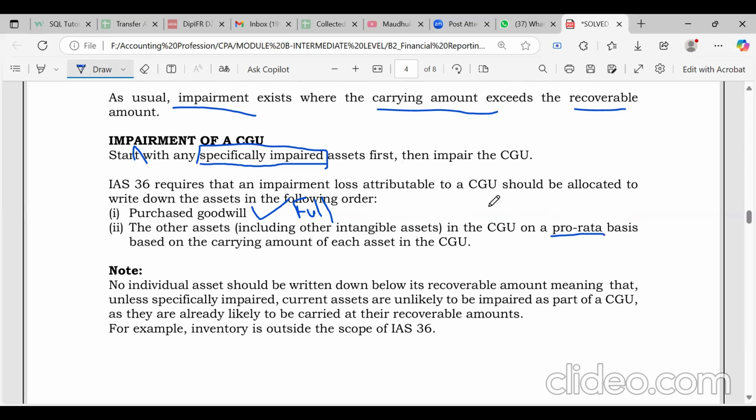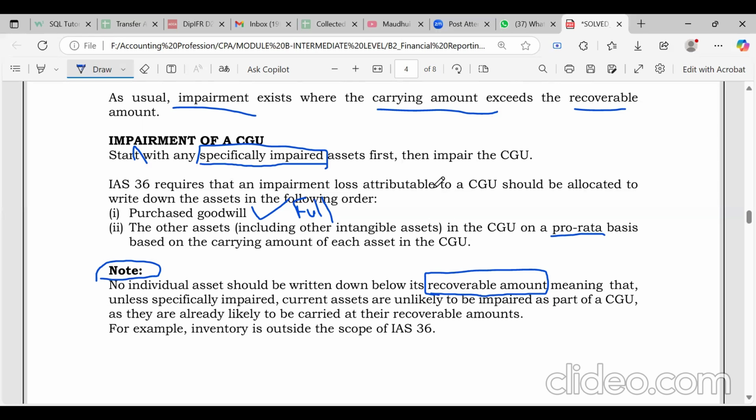Just like that. But there is another point you have to note. Usually, especially for current assets, you would have the actual values written here. No individual asset should be written down below its recoverable amount. This is obvious, we know it, right? You cannot say that I've done pro rata basis, but you find out that maybe the asset has been written down below its recoverable amount. And to avoid writing down an asset below its recoverable amount, I hope you know, when carrying amount exceeds recoverable amount, we always write down the asset to its recoverable amount, right?